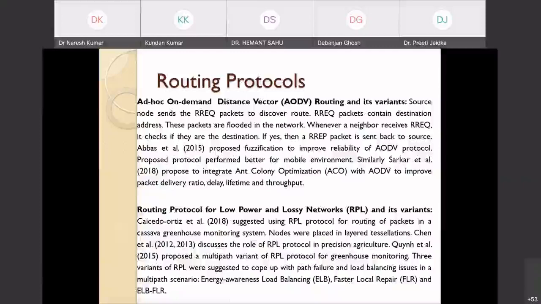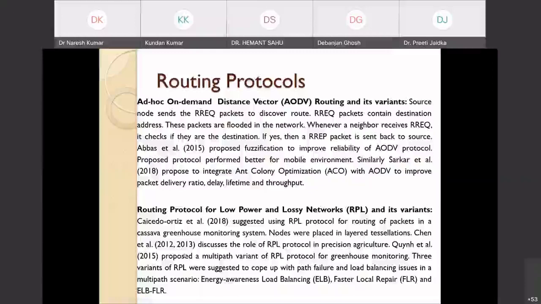And this is the routing protocol for low power, lossy networks and its variants. Sejo Orchid suggested using RPL, the routing protocol for low power and lossy networks, for routing of the packets in a cassava greenhouse monitoring system. Nodes were placed in layered tessellations, which means we are covering the entire area. We're not leaving any area in overlap, or any area which is not having coverage.